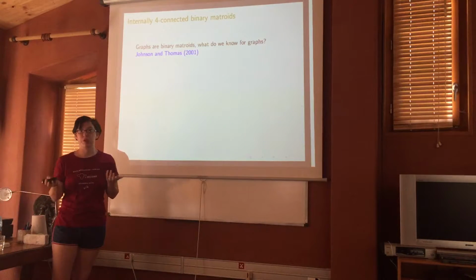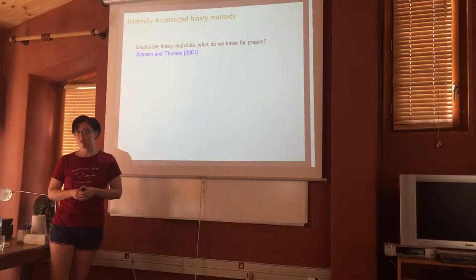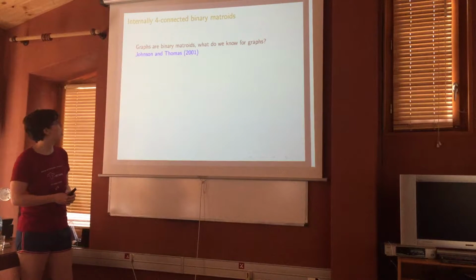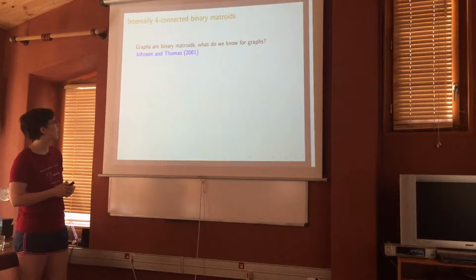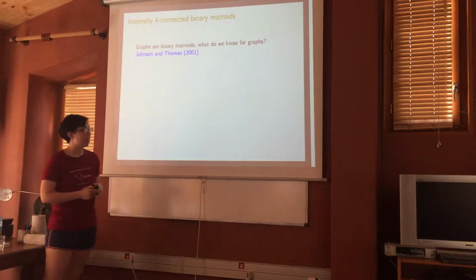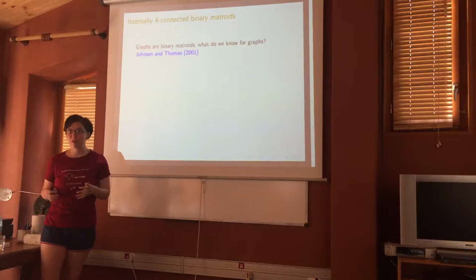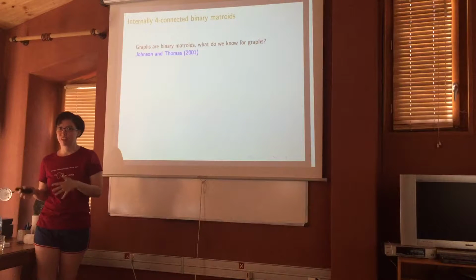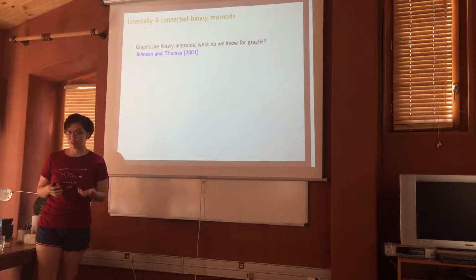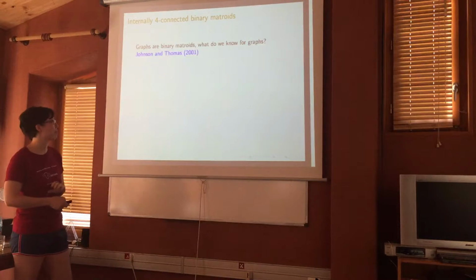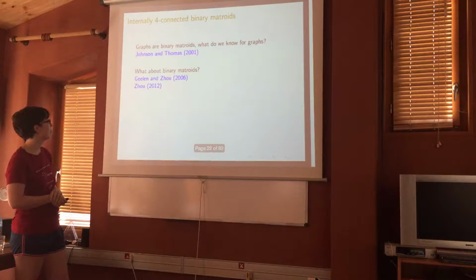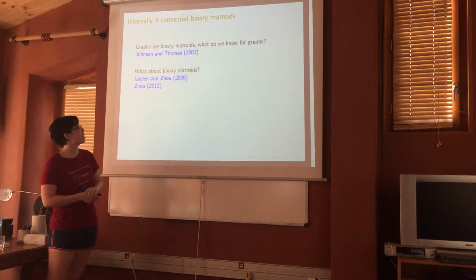So what do we know for internally 4 connected matroids? Well, Johnson and Thomas talked about the graph case, and there's been some controversy as to what exactly was shown in that paper, and did they prove a splitter theorem where you keep internal 4 connectivity in your intermediate graph, or didn't they? So I'm going to answer questions about this paper in this talk. So I'll show you what Johnson and Thomas did.